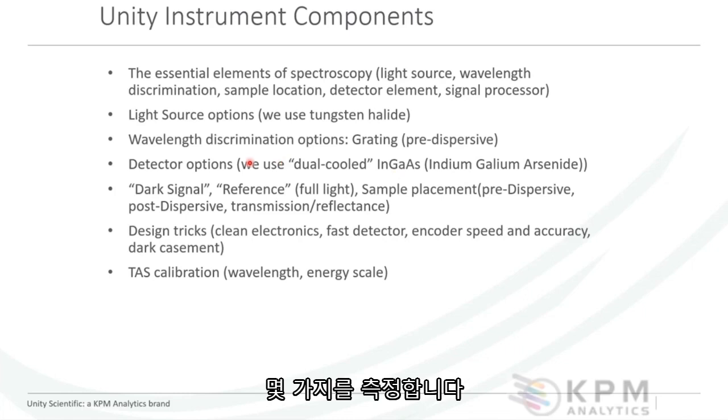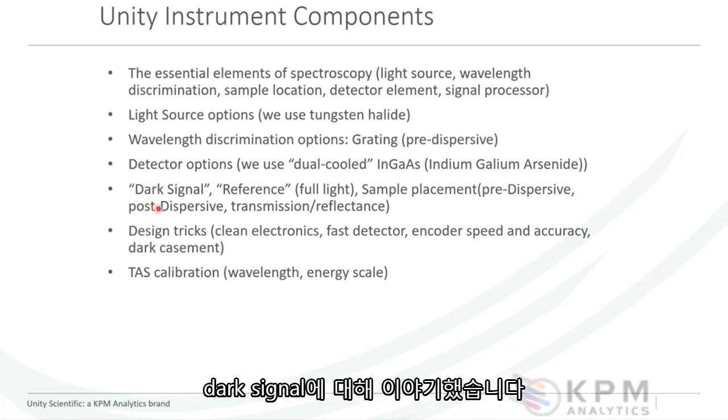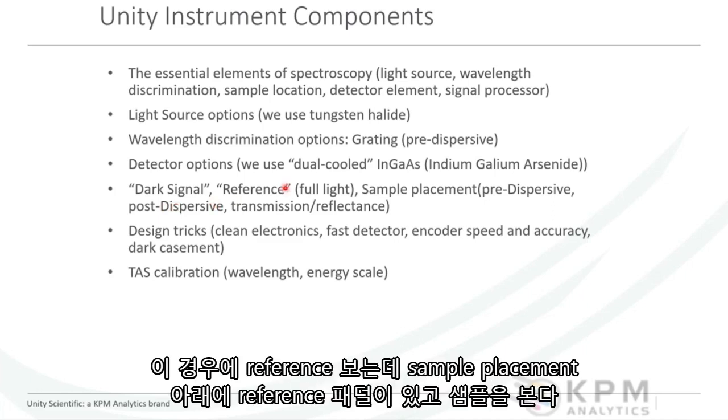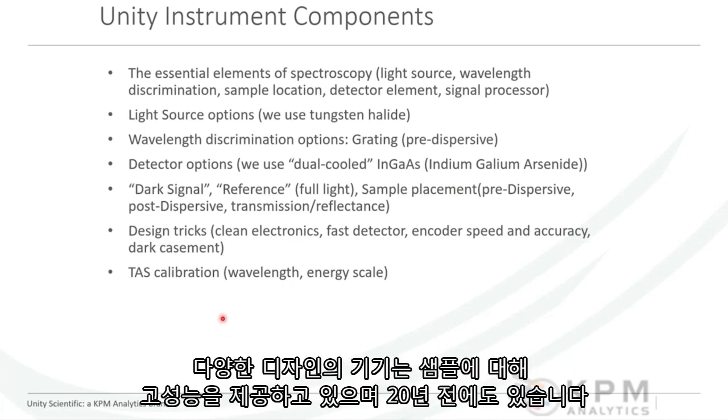We make several measurements. We make a dark signal. If you remember the first lecture, we talked about dark signal being when there's no energy going through the optical path. So we are measuring the background signal, the electrical noise or dark signal that's passing through all of the electronic circuitry. We look at a reference. In this case, it's a reference paddle that is underneath the sample stage in the SpectraStar. And then we're looking at our samples. And we're predispersive, with various design tricks.